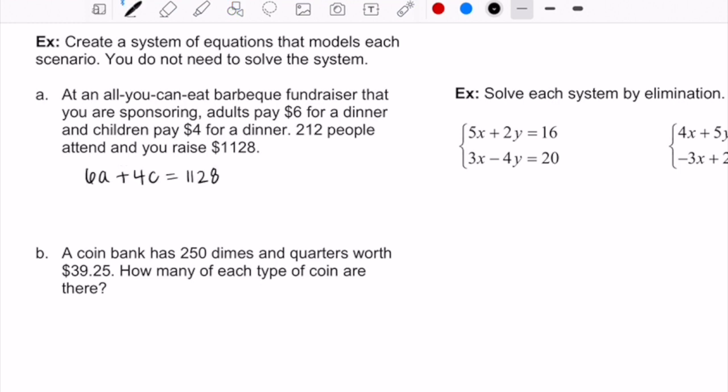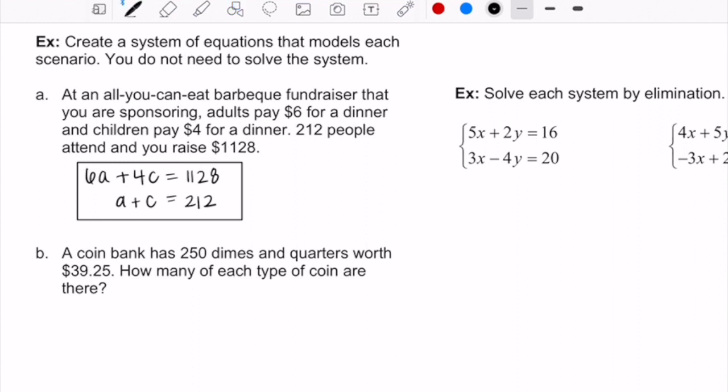Adult meals are $6, children's meals are $4, and a total of $1,128 is raised. When creating the second equation, you have adults attending the event, you have children attending the event, and altogether there's 212 people attending the event. This is the answer to the question because you're asked to just come up with this system.